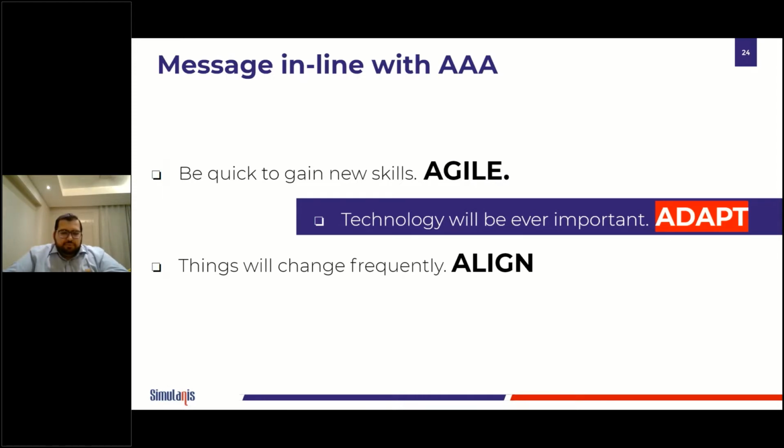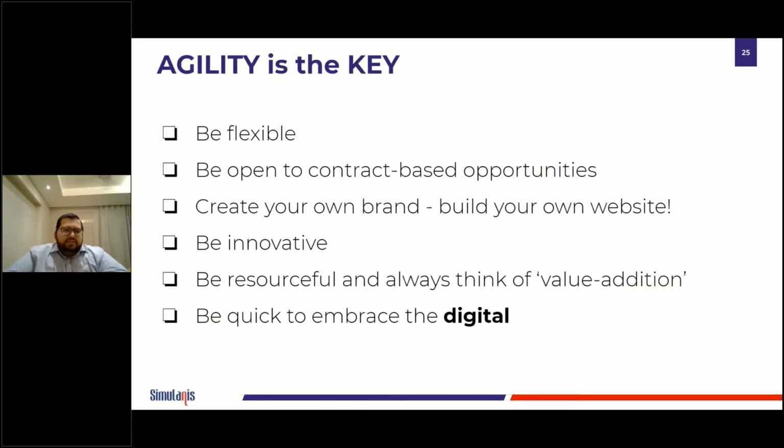So if there are more work from home opportunities, of course they have to be grabbed. If there are more consulting opportunities, they have to be grabbed as well. So agility remains the key. It's all about being flexible. It's all about being open to contract-based opportunities. You need to start creating your own brand, which you can do through a lot of frugal and innovative ways. You can build your own website to start with. You need to be innovative and resourceful. You need to be thinking of how you can add value. It's also very important to embrace the digital, and I think that's where the agility actually lies, because most of the workplaces are looking for people who can embrace the digital.